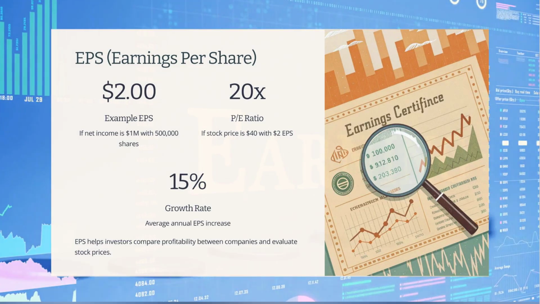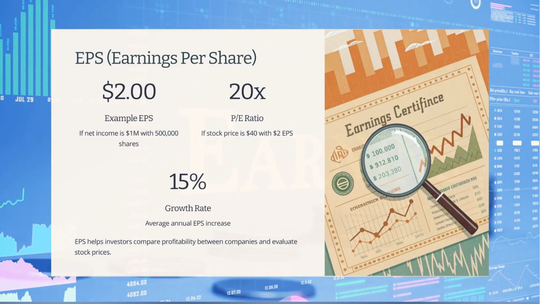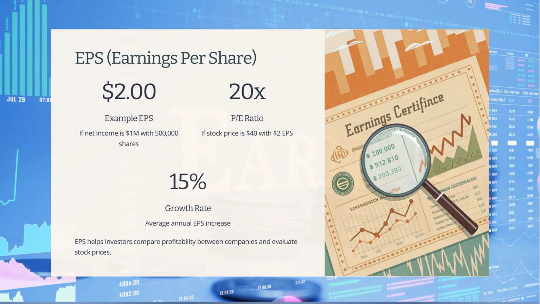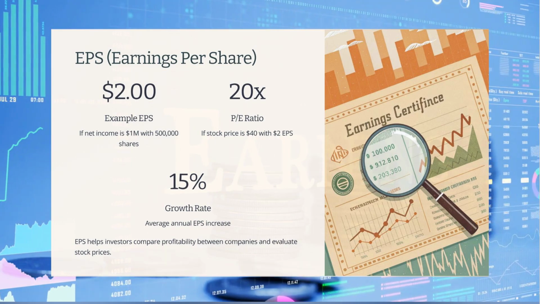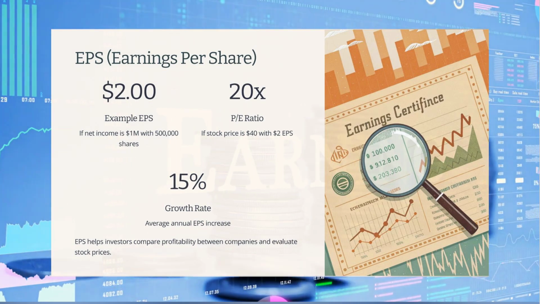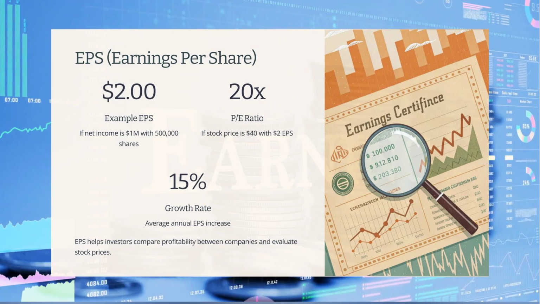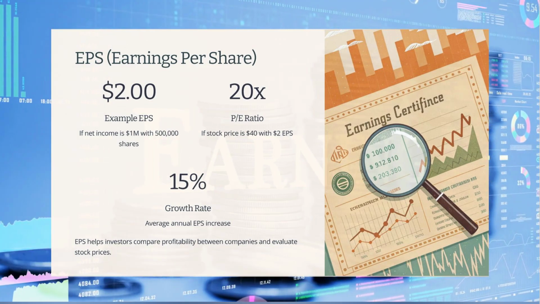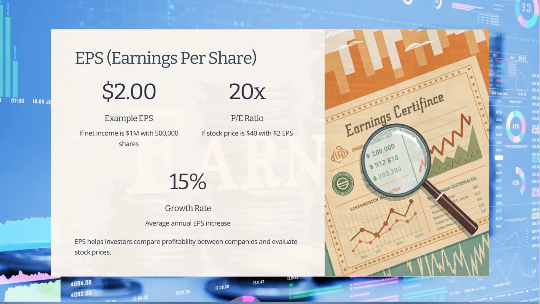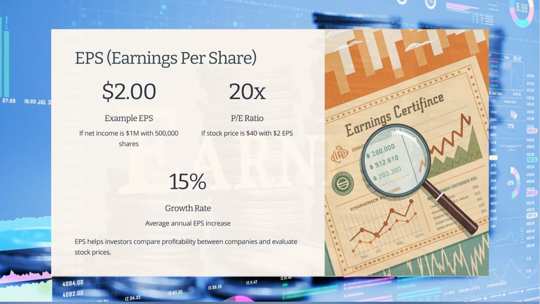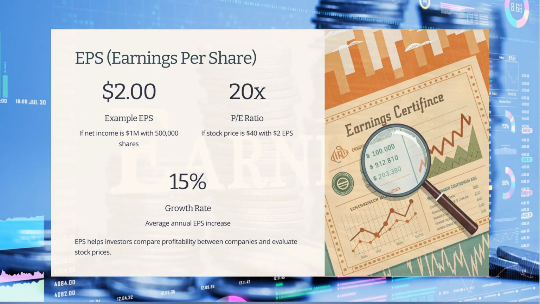Earnings per share, or EPS, tells us how much profit is assigned to each share of stock. For example, if a company earns $1 million and has 500,000 shares, its EPS is $2. EPS helps investors compare companies of different sizes. It gives a clearer picture of how much value each share holds in terms of earnings.